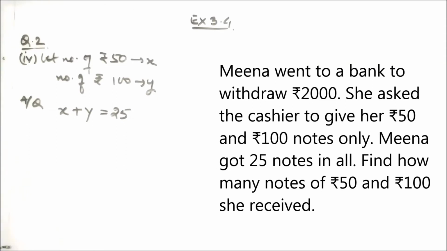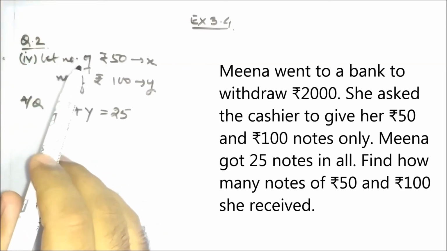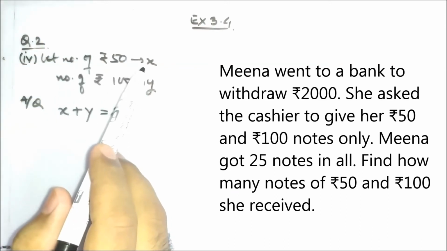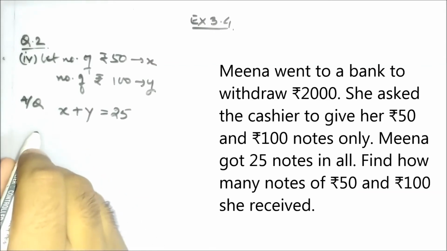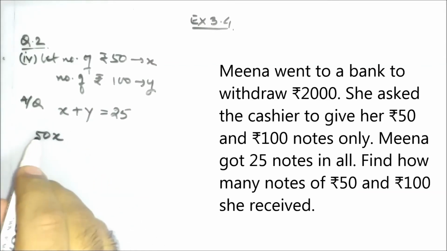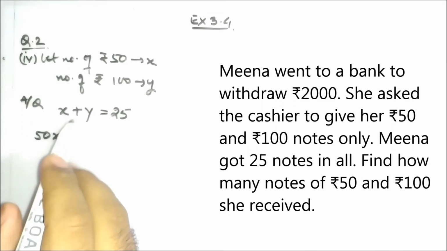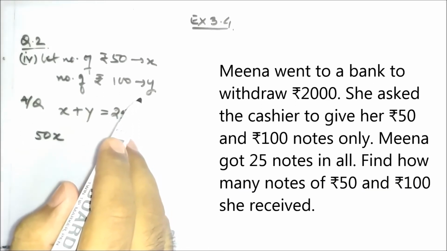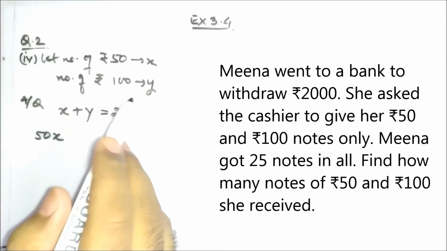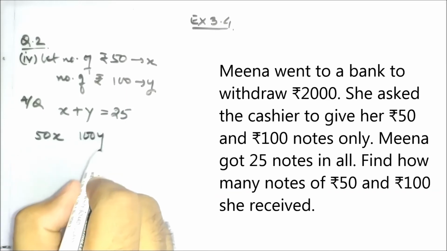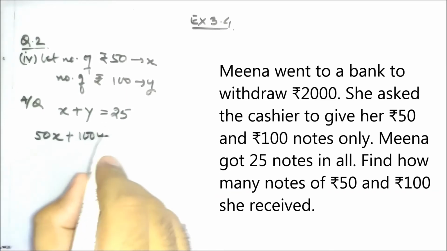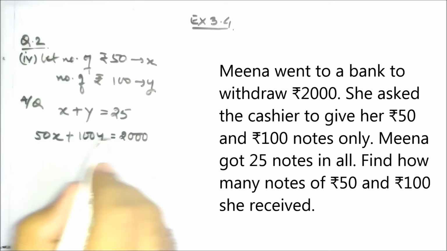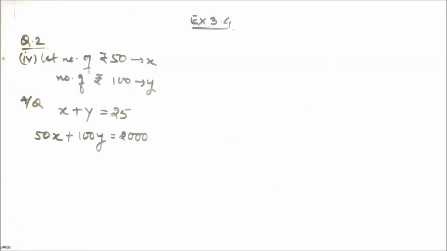Now let us see the value. If one note of 50 rupees has a value of 50, then x notes of 50 rupees will have a value of 50x. That will be the total value of 50 rupees notes. If one note of 100 rupees has a value of 100, then y notes will have a value of 100y. When you add this, the total value should be equal to 2000 because she wants to withdraw 2000 rupees in total. Now we need to solve this and get the values of x and y, that is how many notes of 50 and 100 rupees.